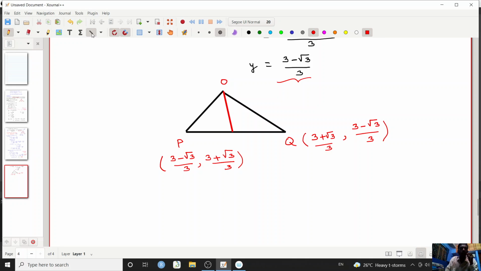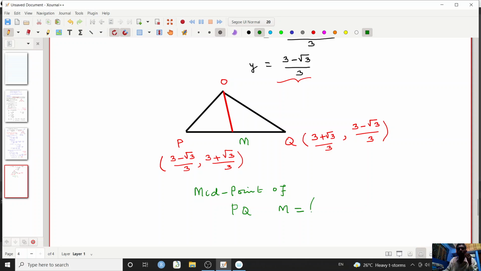You may ask a question, why we have found out the coordinates of P and Q. When you know the coordinates of P and Q, to find the median, what we have to do is apply the midpoint formula. We have to find the midpoint of PQ. The midpoint of PQ is nothing but M.